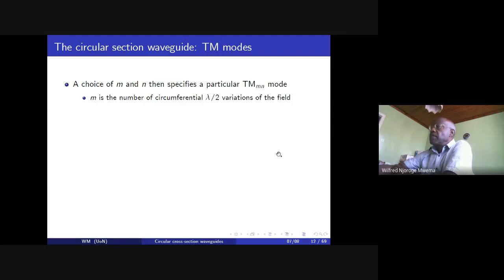That is how many wavelengths we have along the circumference in the phi direction. The n is usually the number of lambda by 2 variations of the field along the radius. That's how many sinusoidal waves or cycles can we fit between the center and the circumference, or the wall of the guide, where the tangential E field must go to 0.